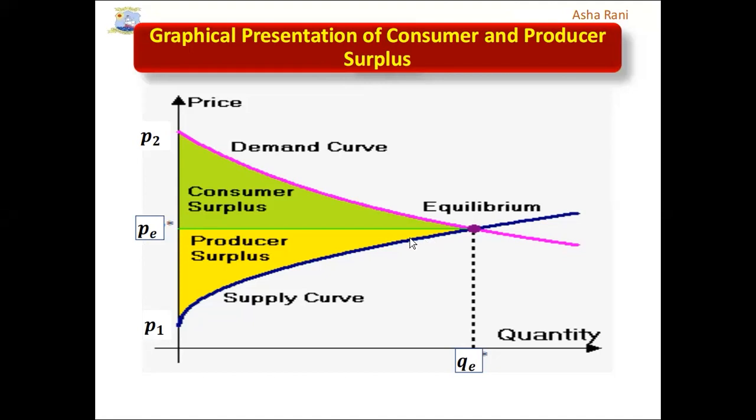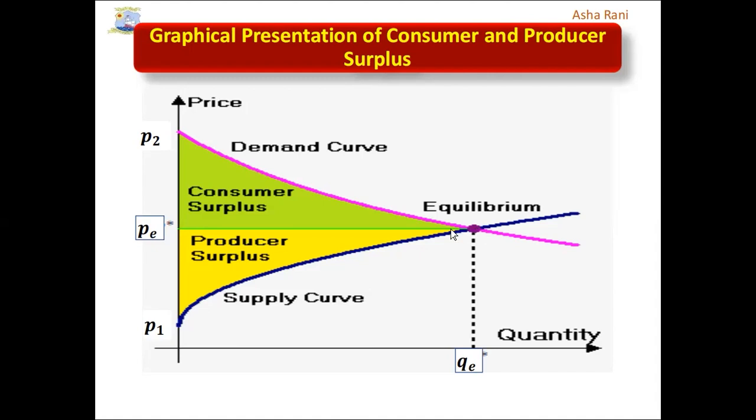The pink curve is the demand curve, and the supply curve is the green curve. These meet at a point which is called the equilibrium point. Along the x-axis is quantity, and along the y-axis is price. So at the meeting point, we get the equilibrium point.